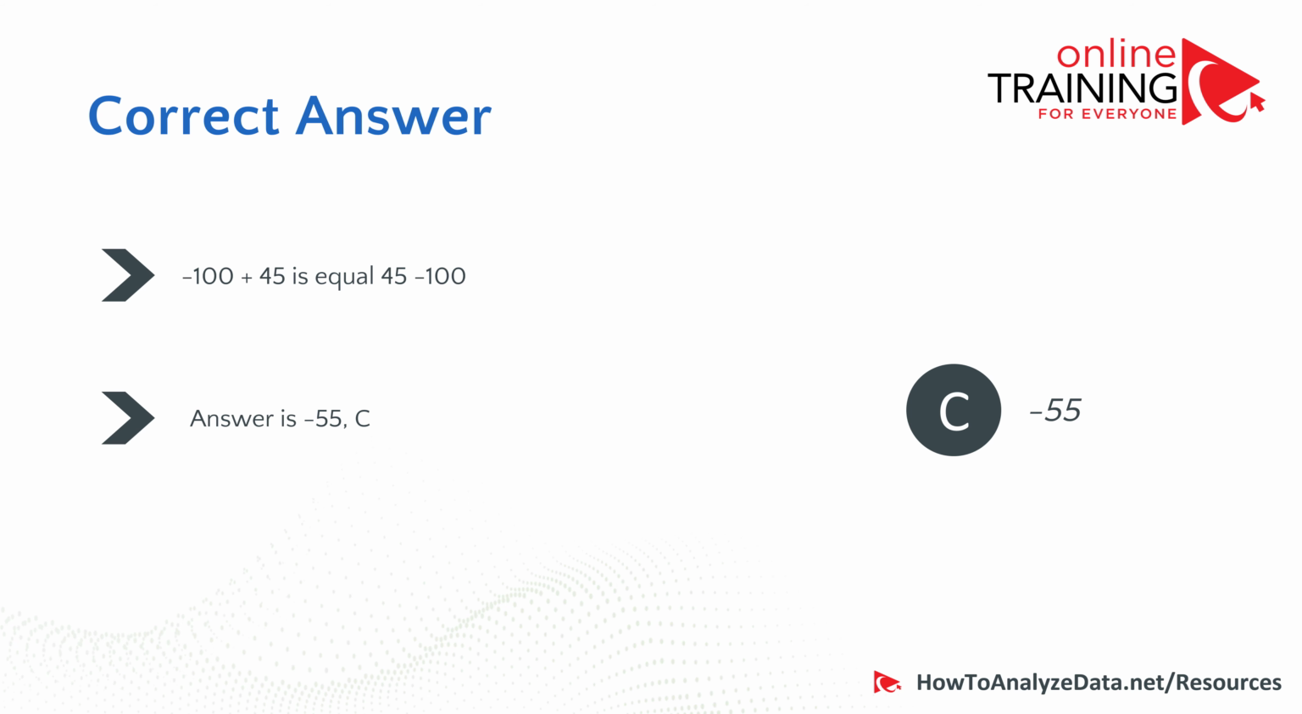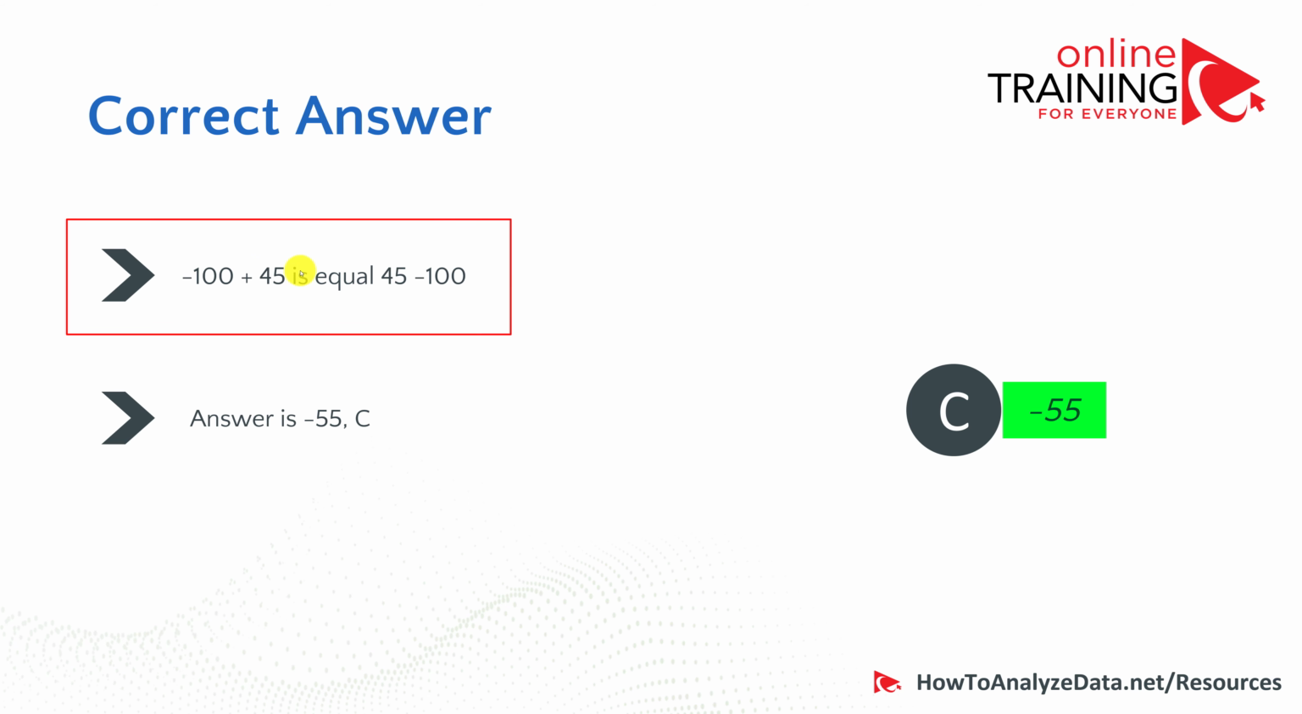And obviously the correct answer is C, which is -55. And the way we calculate this equation is we can move -100 after 45. So the new equation might look like this: 45 minus 100, which would be exactly -55. Hopefully you've got this one correctly as well.